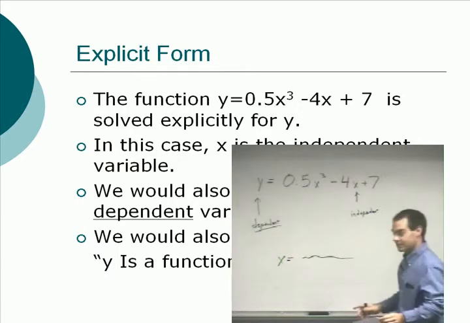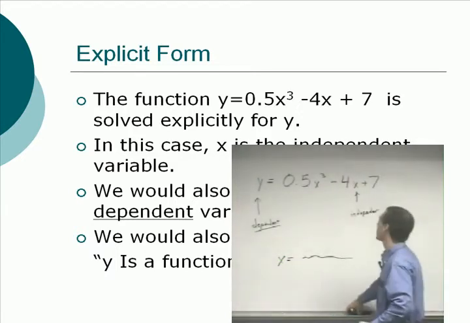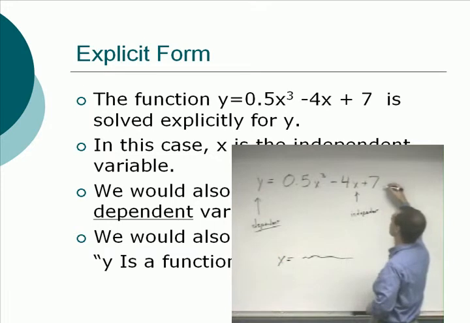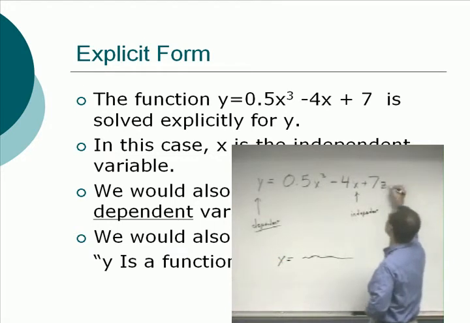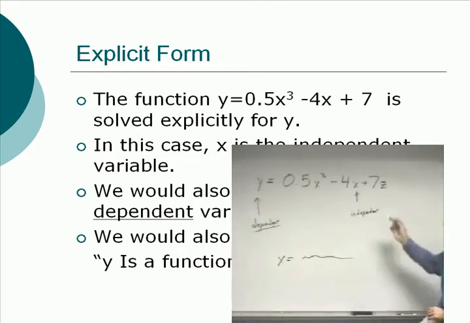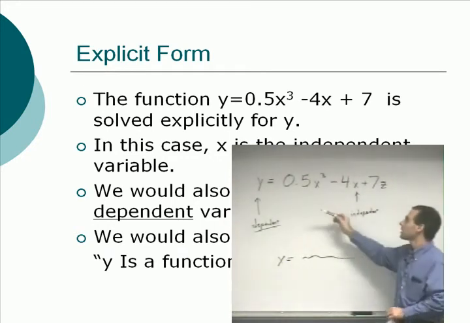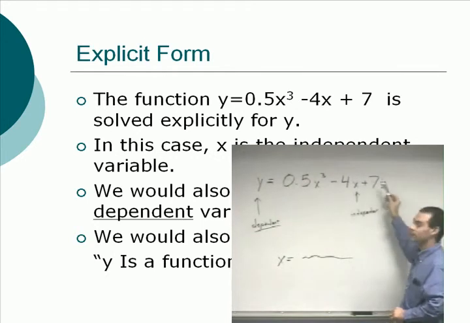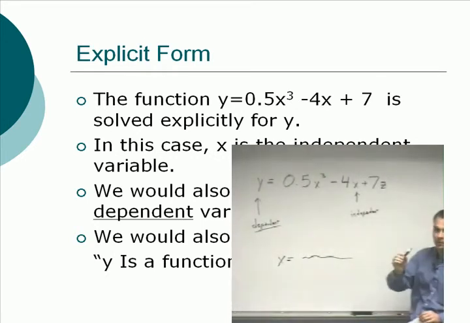Yeah, yes. Yeah, you would. Gabe asked a good question. He said, what if this was 0.5x cubed minus 4x plus 7z? Then x and z would be independent. Y would be dependent, and we would say that y is a function of x and z. And we're going to see some examples of that in a minute.